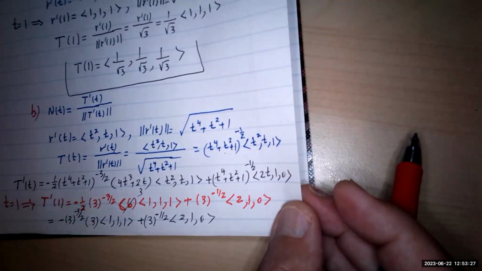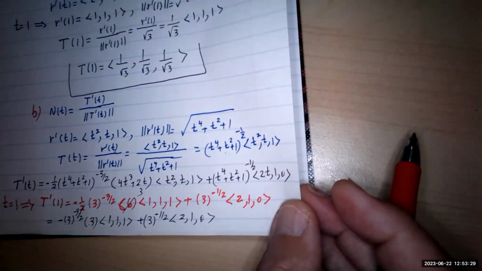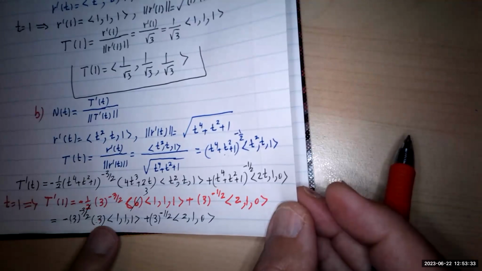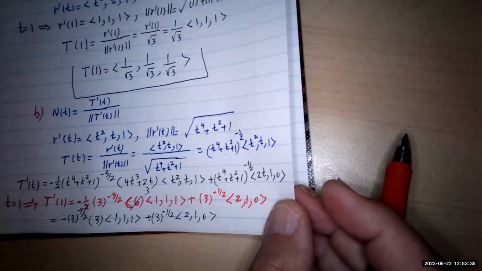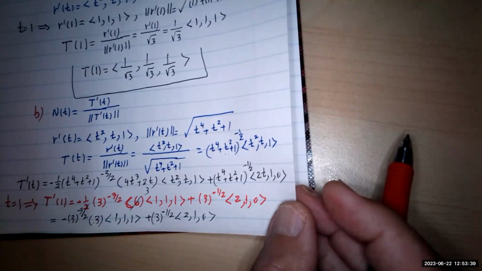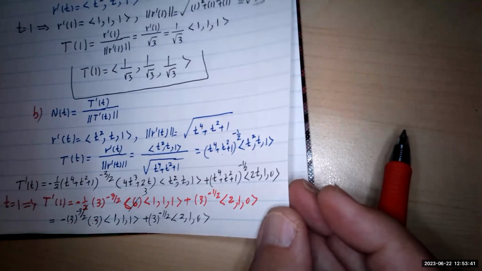So going to the next page and continue. I'm going to check this one first. Then I switch it. These are vectors. Then we add the vectors together. That gives the T prime of 1. And then we find the norm. We normalize it. And that gives us the normal vector. Okay. So this is it. Continue one more step to simplify it.